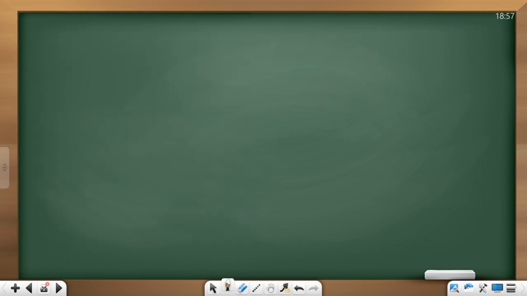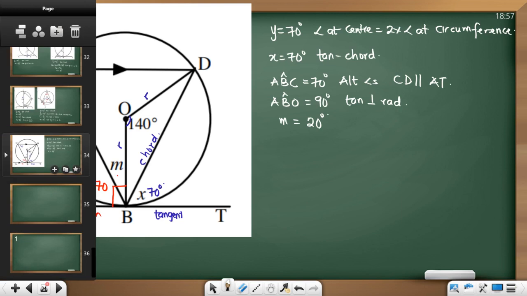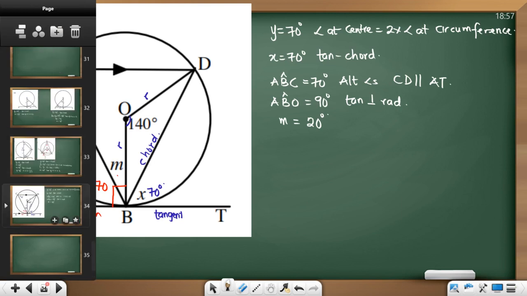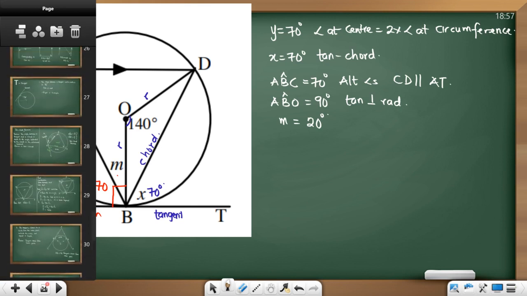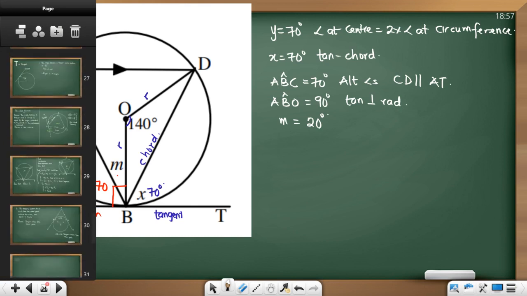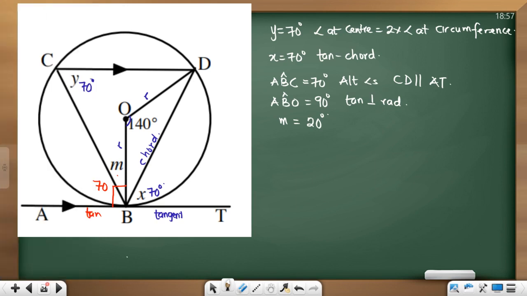I think I have one more question. Oh, that's it. So that's going to be it for our lesson today. Remember, tangent. We looked at two things, P and T. P, parallel lines. Tangent, three things. What did we look at? Tan-rad, tan-chord, and tangents drawn from the same point.